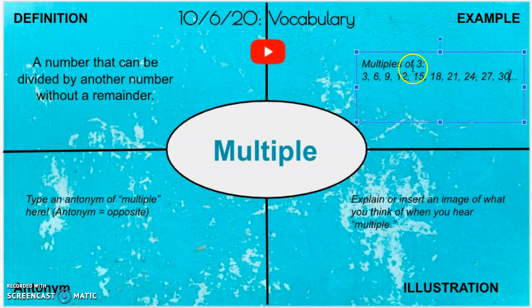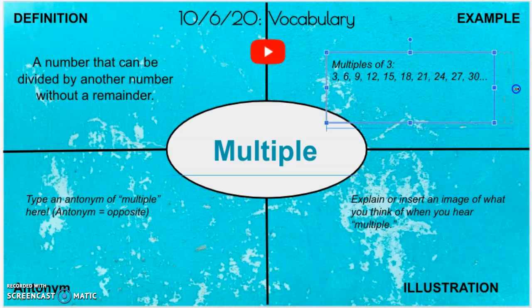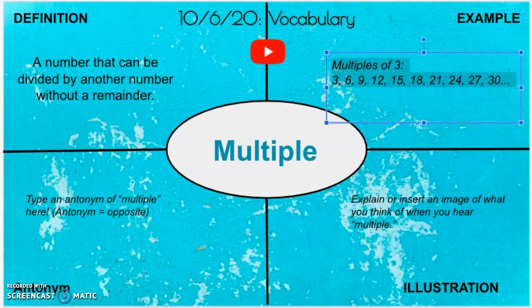But now, what we're noticing here is that 3 is 3 times 1. That's the first multiple. The second multiple, or 3 times 2, is 6. That third multiple is 3 times 3, or 9. So any number that 3 can go into evenly without a remainder is a multiple of 3. That's just an example for 3. I can make this a little bit bigger. You don't have to make it bigger if you don't want to, but you can if you would like.